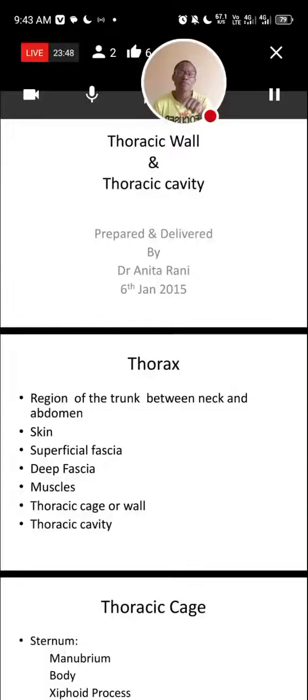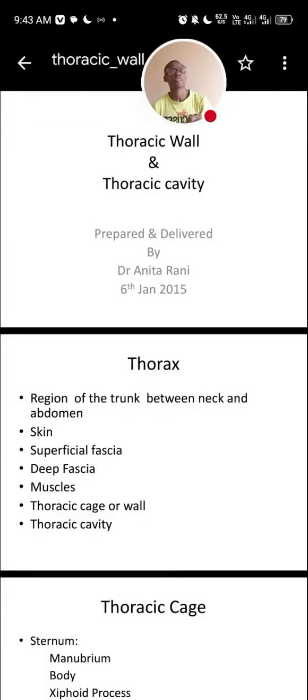"Travel very bright streets" stands for thoracic wall. Travel stands for thoracic wall. Very stands for venous drainage. Bright stands for blood supply. Streets stands for spaces, in bracket intercostal spaces. Okay, and then "to avoid cars" stands for thoracic cavity.